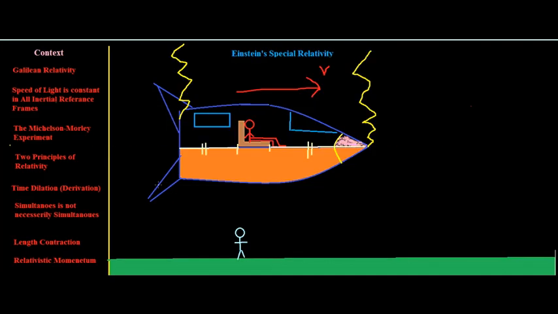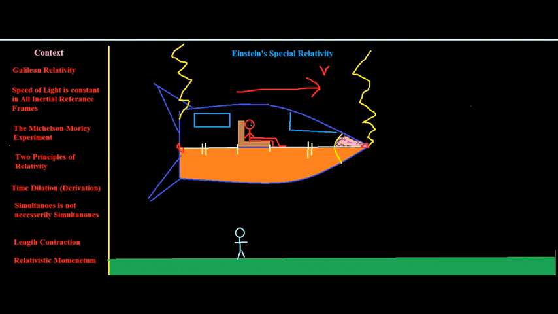Okay, now to get a gist of how simultaneous does not necessarily mean simultaneous, and of length contraction. Suppose we have this person inside the spaceship, equidistant between the two ends of the spaceship. Let's say lightning strikes simultaneously, two simultaneous lightning strikes at this point and at this point.